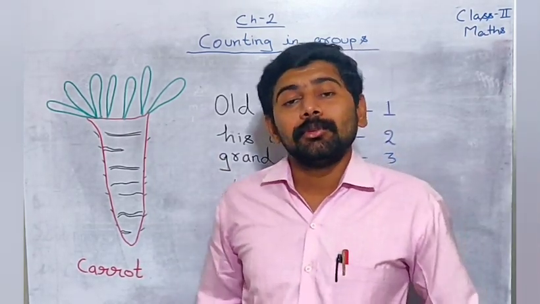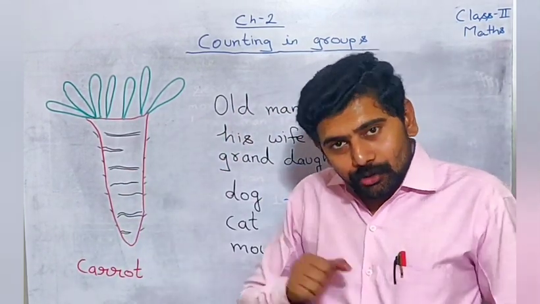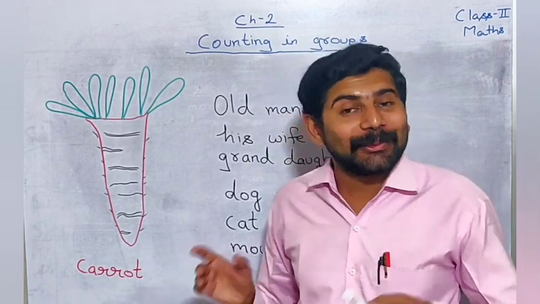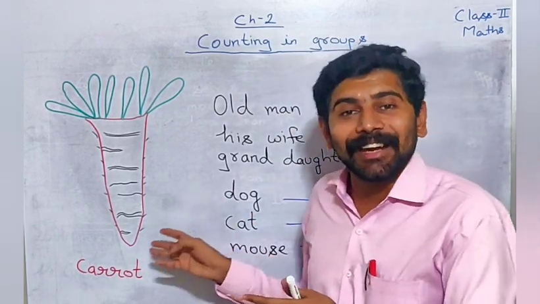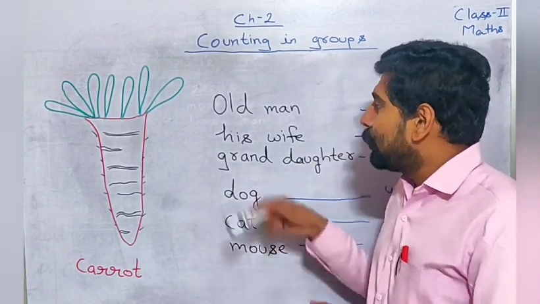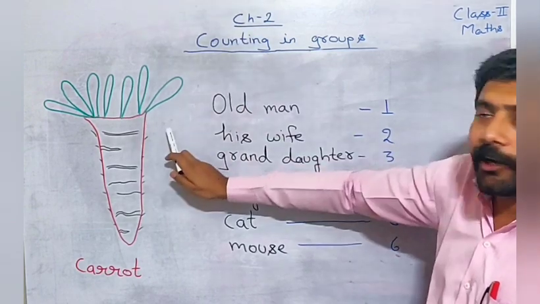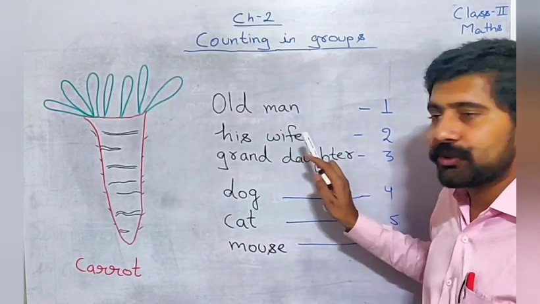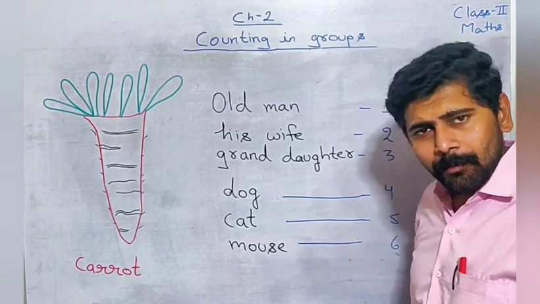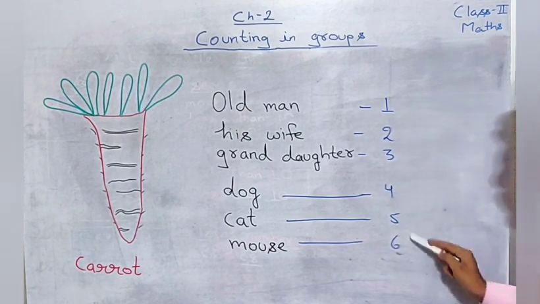And what did they do? They washed the carrot properly, chopped it, and made the gajar ka halwa so that they could enjoy that. After all, they worked very hard, na? So, who came first to pull the carrot out? Old man, then his wife, then their granddaughter, then dog, then cat, then mouse. Okay, I have written the sequence here.